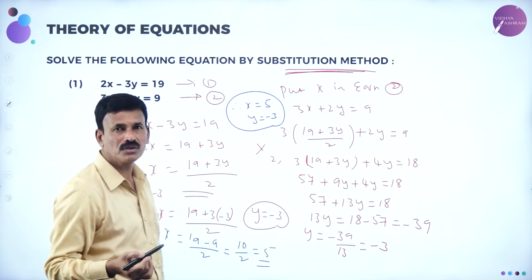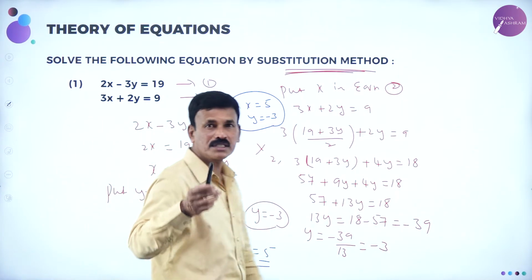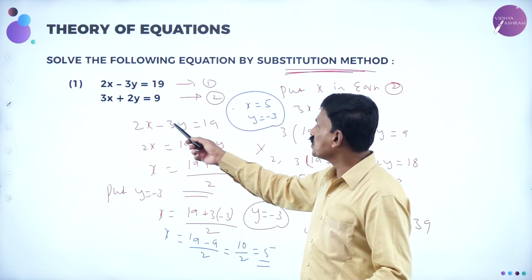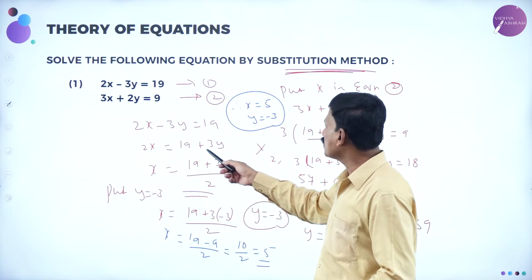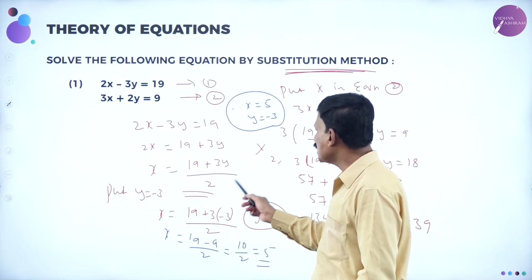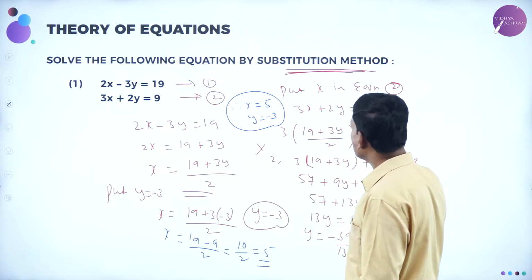That's it. Hope you followed. Okay, now listen to me. I will explain once again. So solve by the method of substitution. Take the first equation, 2x minus 3y is equal to 19, or 2x is equal to 19 plus 3y, x is equal to (19 plus 3y) divided by 2. Now substitute this value of x in equation number 2.